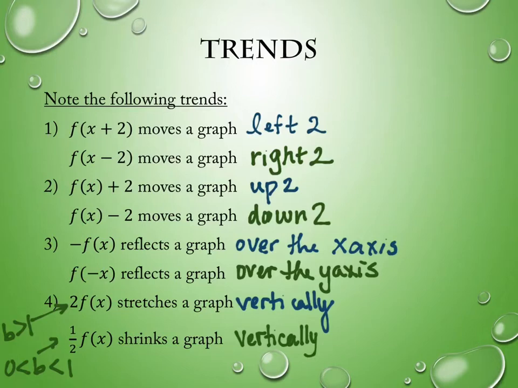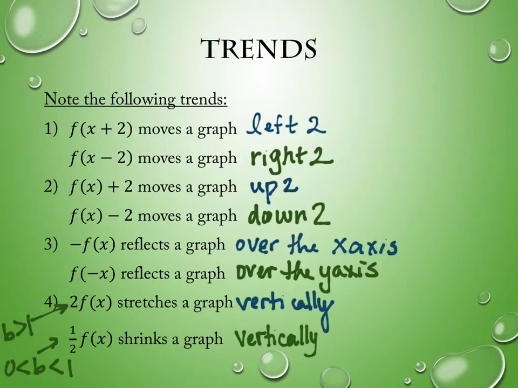So we're either stretching it up, stretching it down, like we're stretching it along the y-axis, or we're compressing it like Play-Doh, like a pancake. We're squishing it down along the y-axis. So we're going to do some examples now of how that affects graphs.